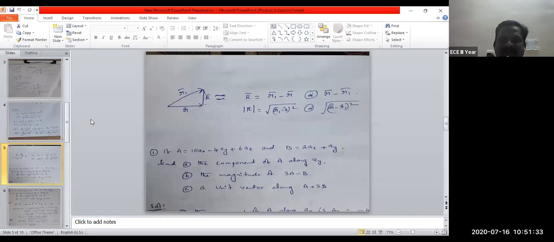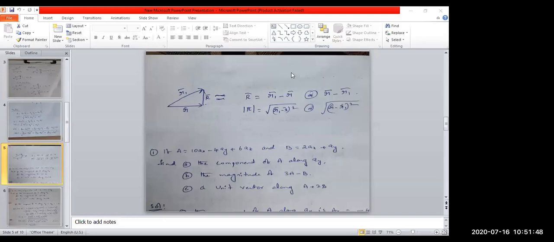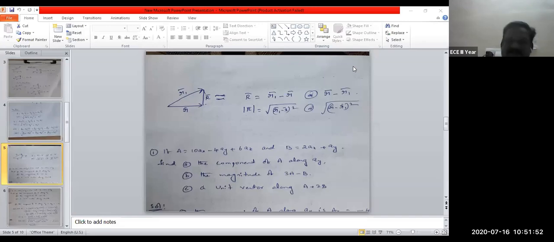If A is equal to 10ax minus 4ay plus 6az, and all of you listen here. B is equal to 2ax plus ay. Here the z component is not given. What do you mean by this? Z equals 0, right? Good. Very good. Excellent. So here z is not given means it represents a 0 value only.